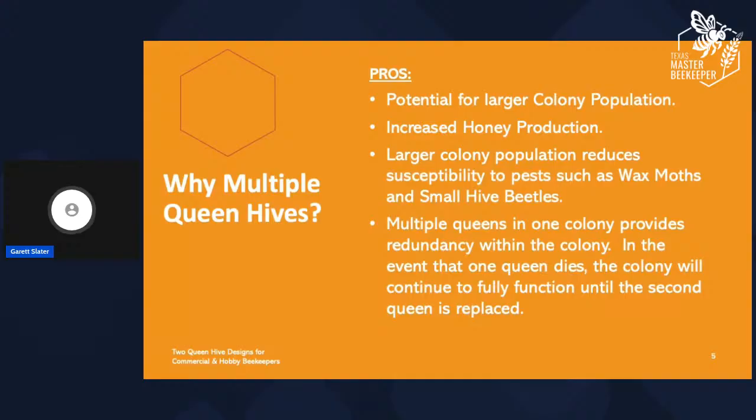So in doing my research, there's a number of pros and cons. So the pros: potential for a larger colony population, which therefore leads to increased honey production. And then with the larger population, it reduces the susceptibility to pests such as wax moths and small hive beetles. And then also in multiple queen colonies, you have that redundancy factor. So if one queen is lost, you're not necessarily losing that colony. They can rely on the other queen until the second queen is replaced.